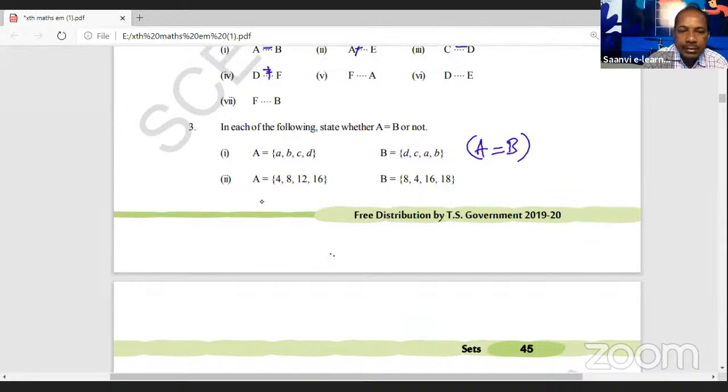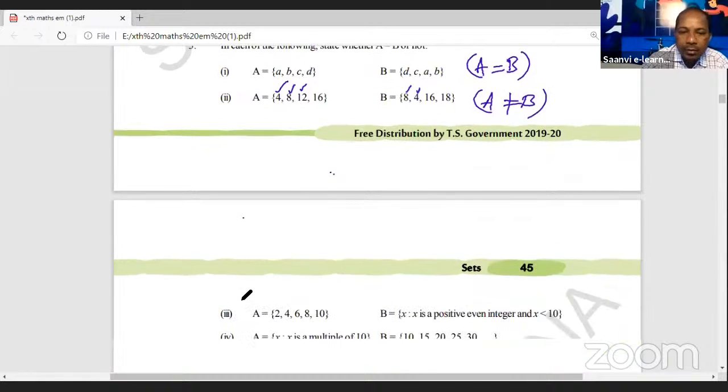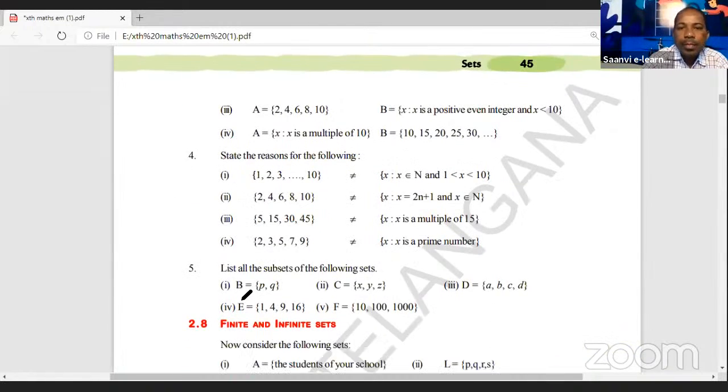If we observe these elements in the sets, in set A 4 is there, here also 4 is there. 8 is there, and here 8 is there. 12 is there, but in this 12 is not there. It means here A is not equal to B. It means elements are not equal in the given two sets. Okay. 12 is not present in the set B. So they are not equal. The same way, now you complete these remaining two problems, children.